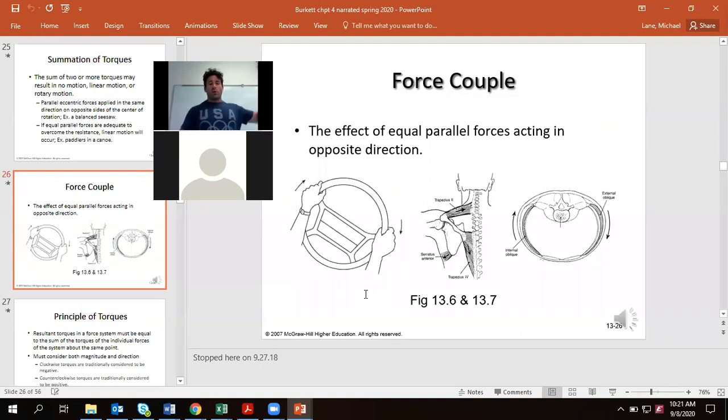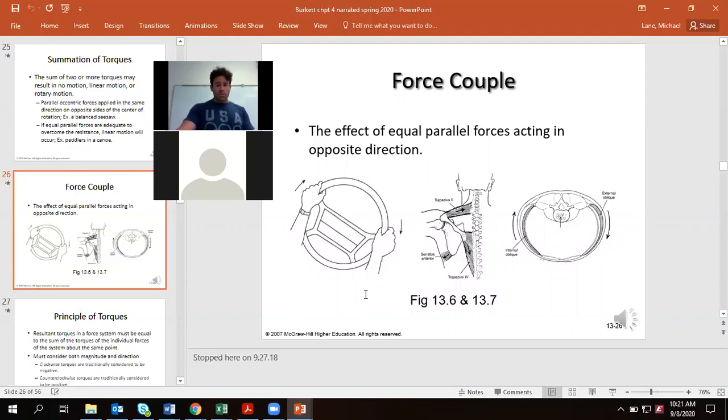The muscles of the scapula, when it's going to allow the shoulder to rotate, have the same basic idea. The fibers of the upper trap, the lower trap, and the serratus anterior are going to all work together to give us upward rotation at the scapula itself.